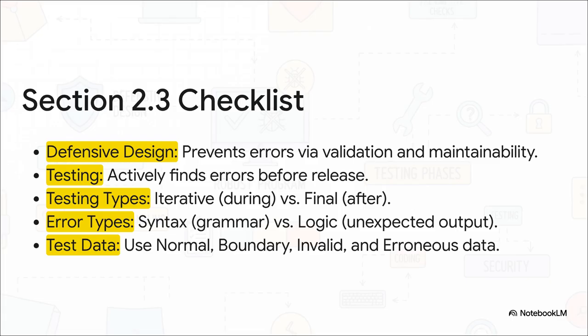3, know the difference between iterative testing, which you do as you go, and final testing, which happens at the end. 4, be able to tell apart a syntax error, which is a grammar mistake, from a logic error, which gives you a weird result. And 5, a brilliant test plan uses normal, boundary, invalid, and erroneous data. Get those 5 things down and you'll be in fantastic shape.